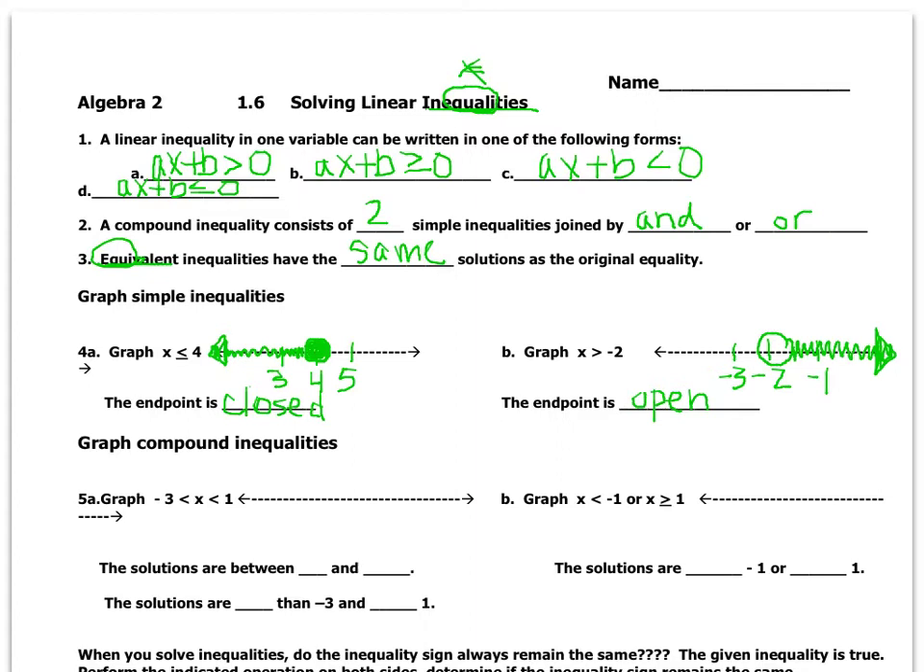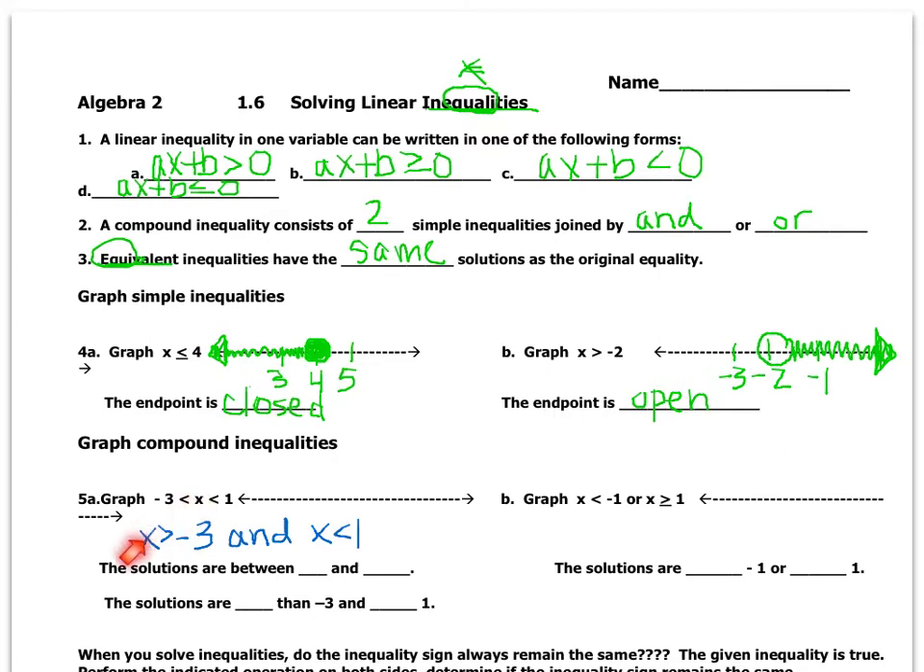Okay, graph compound inequalities. Looking at this one, I have x in the middle, and notice it opens towards the x, so this is saying x is greater than -3. And when they're connected like this, that means it's an and. And then x is less than 1. So x is greater than -3 and x is less than 1. That's what this compound inequality is really telling me.